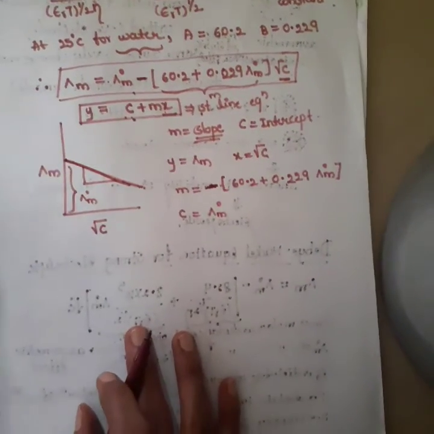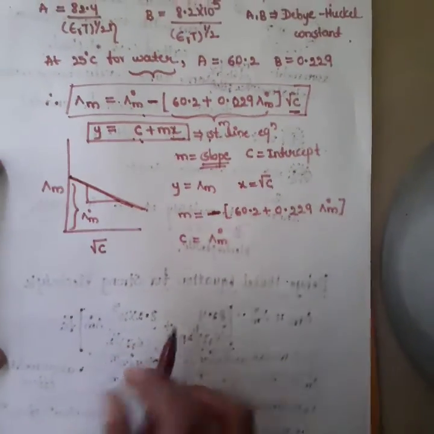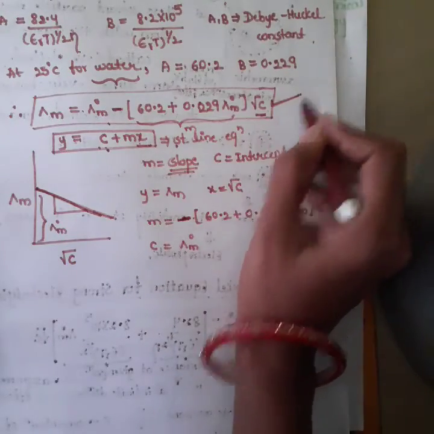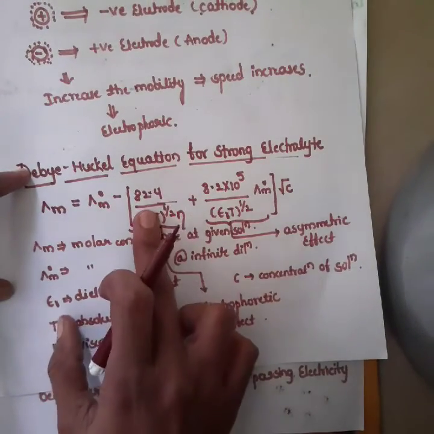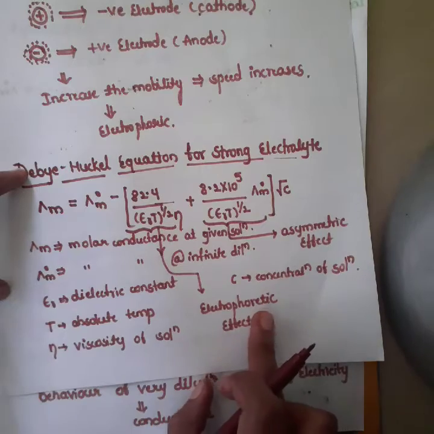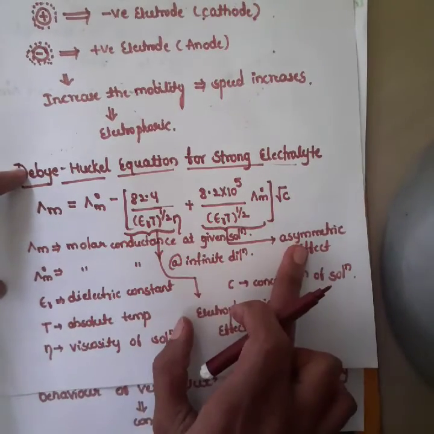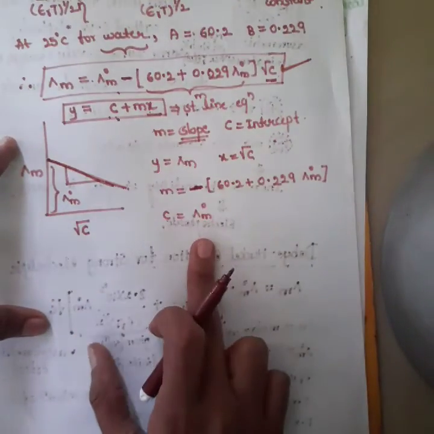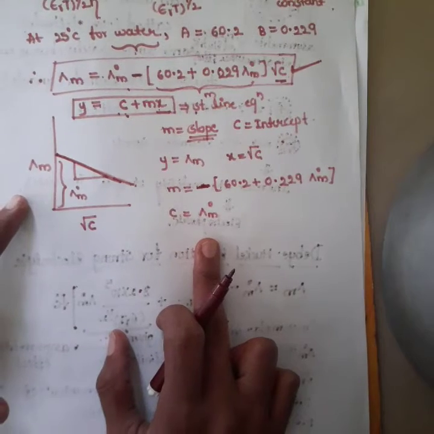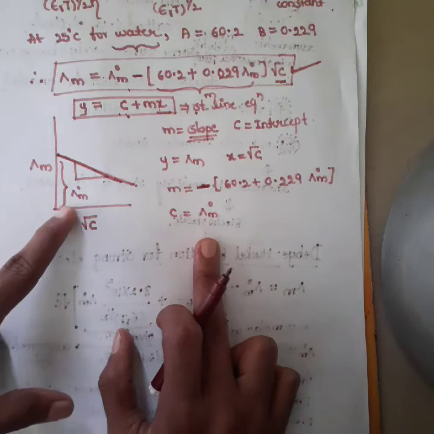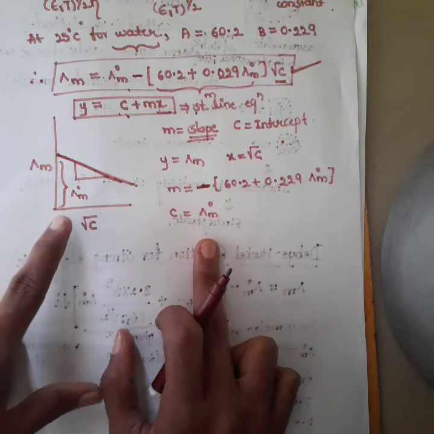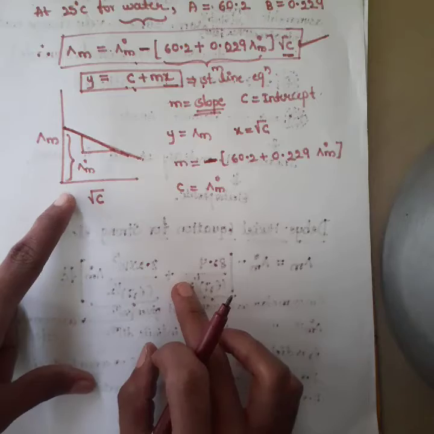This is all about the Debye-Hückel equation. This is the simplified form of the Debye-Hückel equation. This is the first one, the Debye-Hückel equation. What are the terms involved? How did we get it? By the electrophoretic effect is the first term, and the asymmetric effect is the second term. Then the simplified form of the equation: plot a graph between lambda m versus root c. It will give a negative slope with intercept lambda m naught. This is all about the Debye-Hückel equation.